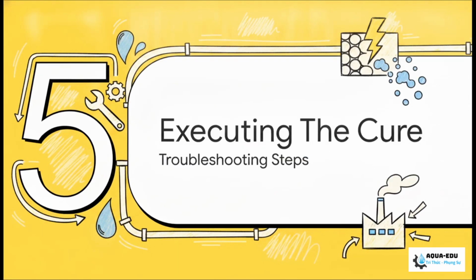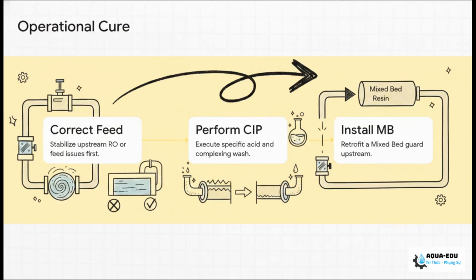All right, part 5. Executing troubleshooting steps. The cure. Now that we've found the upstream bleeding and we know exactly what caused the scale, we have to cure the module and safely get production back online. Here is your operational cure, step by step.